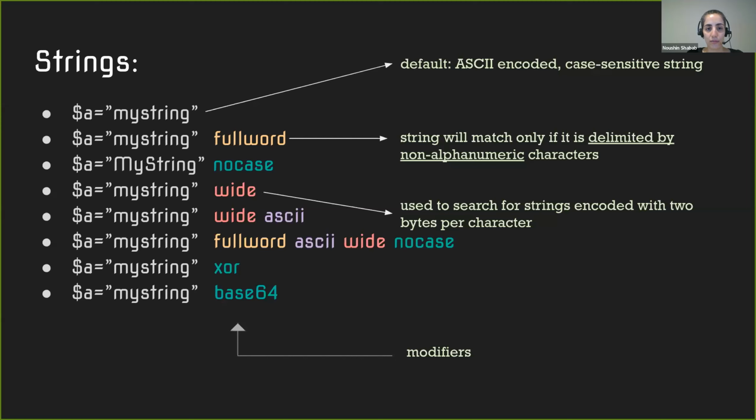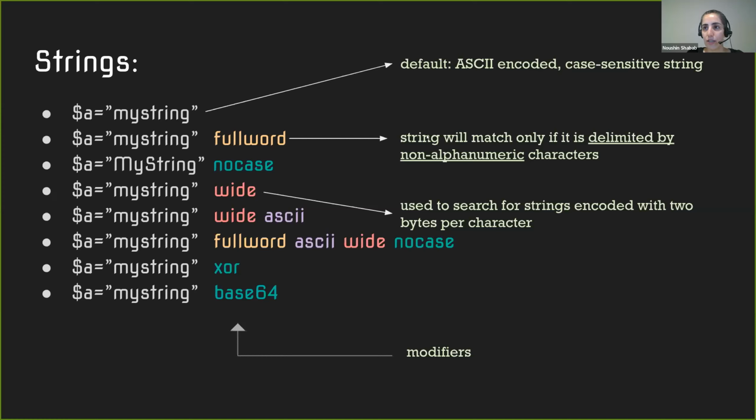So the second identifier, fullword, means that we want this to be a full string. We don't want it to be part of a string. For example, if we have my string in a file and we only look for str with the fullword identifier, it's not going to be matched because str is just a substring of my string. Makes sense? It needs to match the exact same string inside the file.